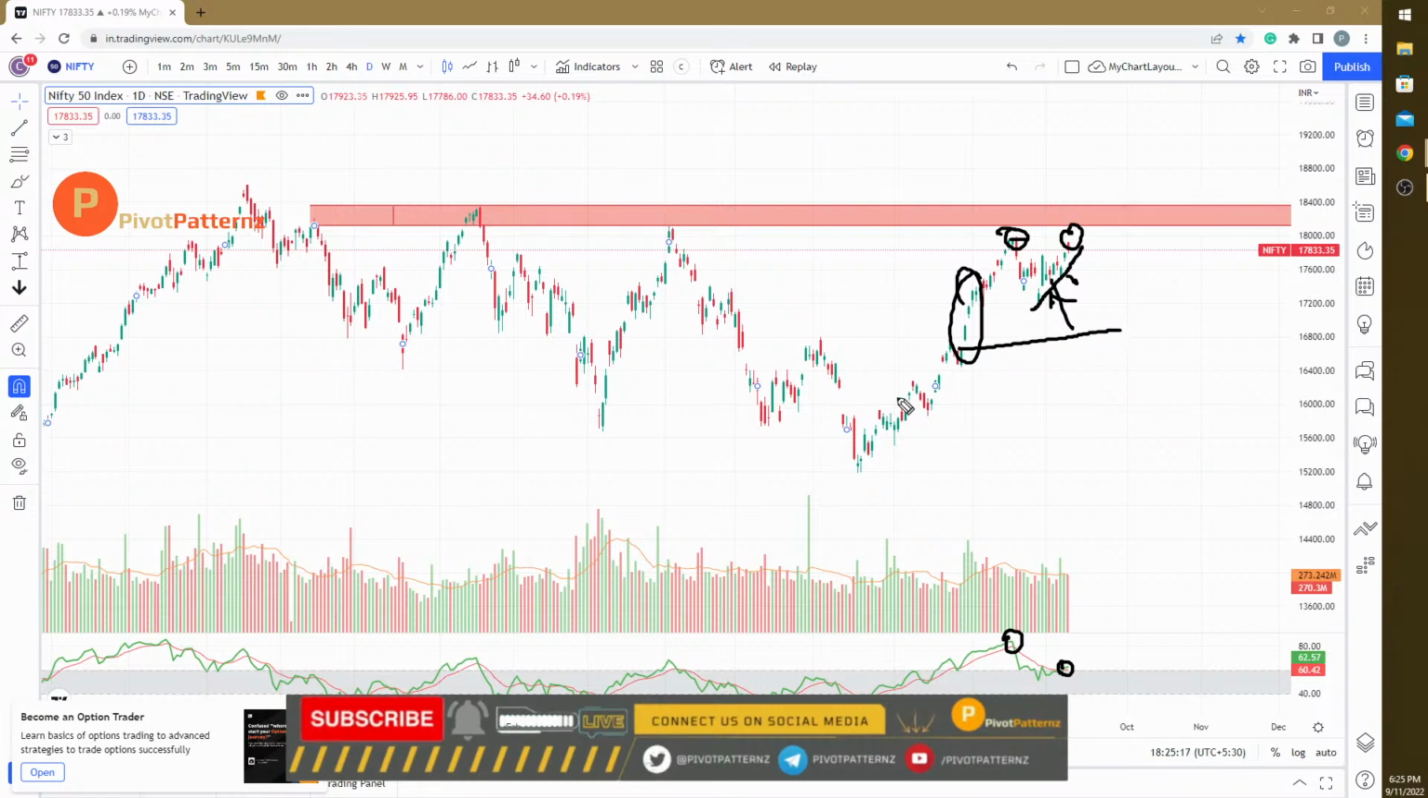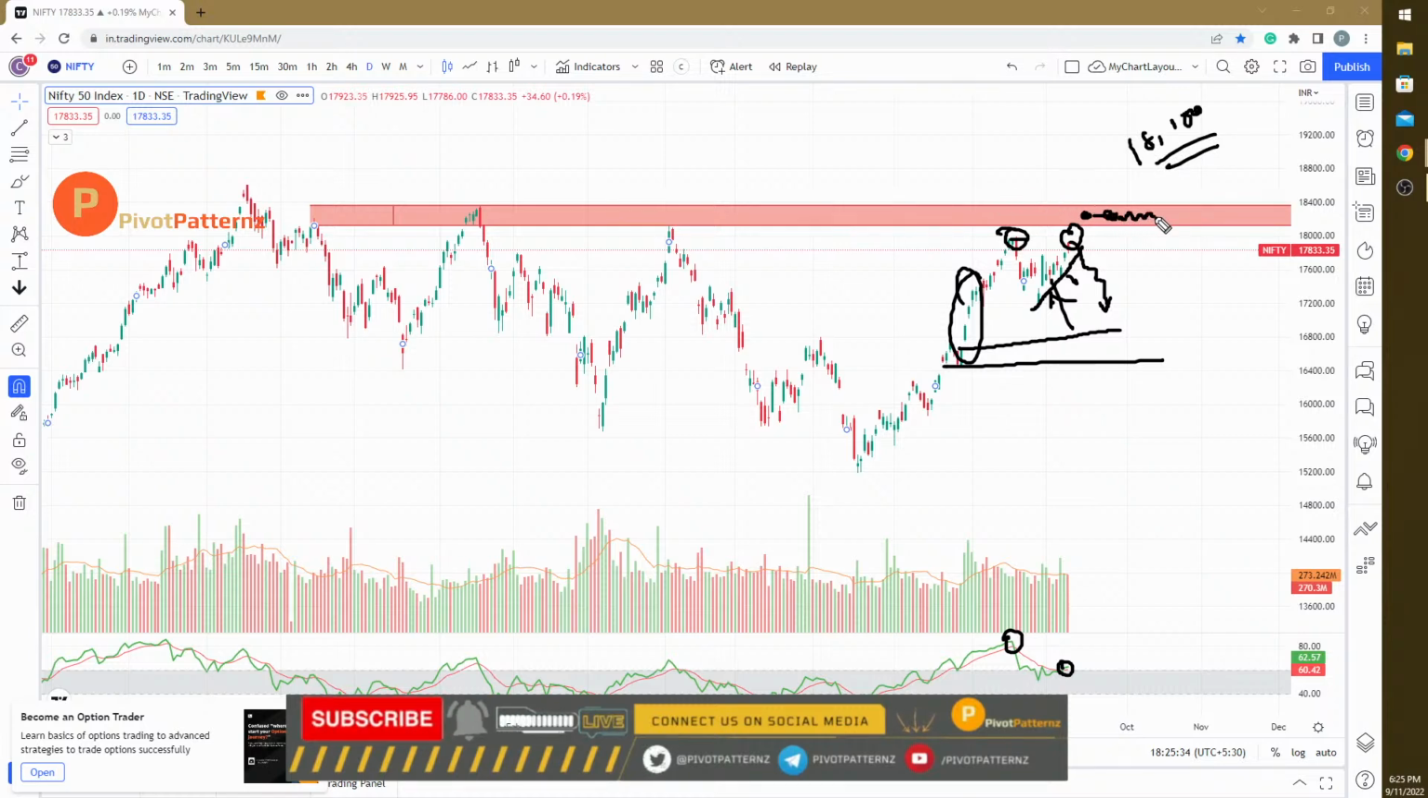So this is the level where one should wait if Nifty has to correct on the weekly basis, and on the daily, probably this is the zone. So we have to wait till 18,100 is broken aggressively if you want to enter.